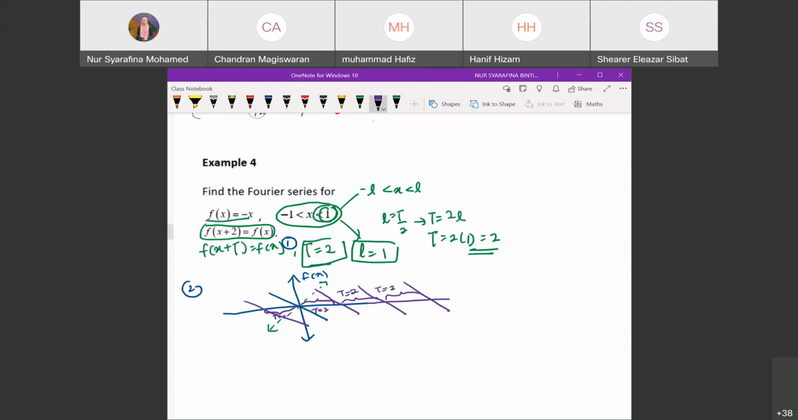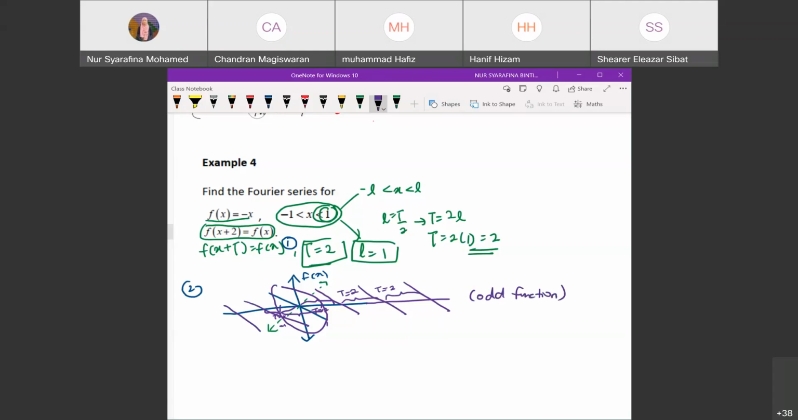Okay? But for this case, we just consider from negative 1 to 1. We just consider this function. But for the case of periodic function, it is a repeated function like this. Okay, clear or not? Understand or not? Now, you can see the symmetric is about the origin. Then we can conclude that this is odd function.